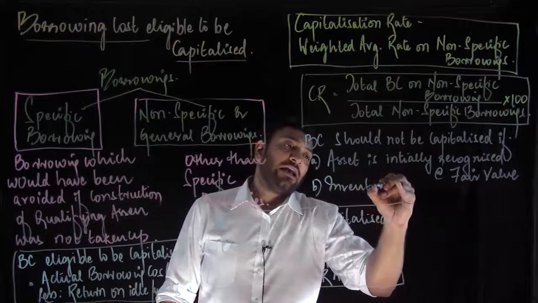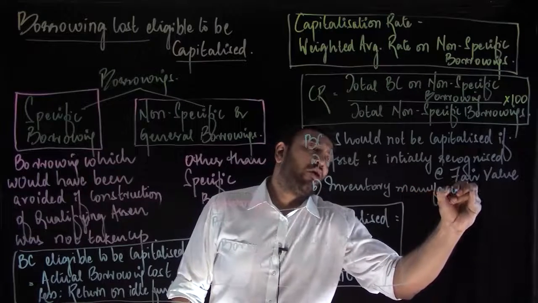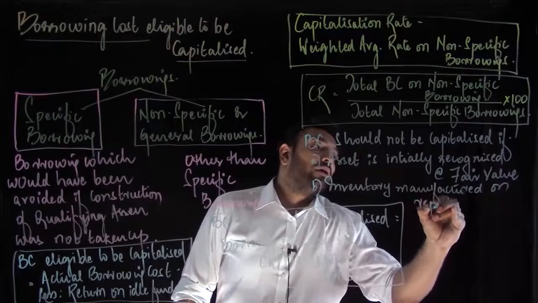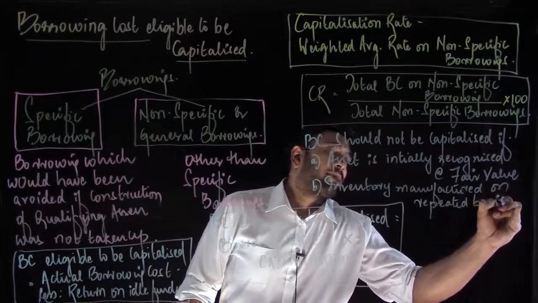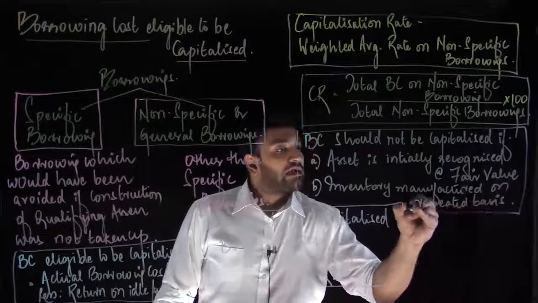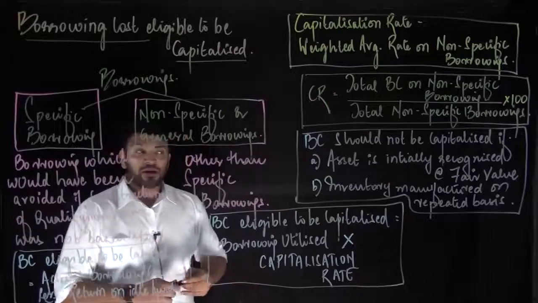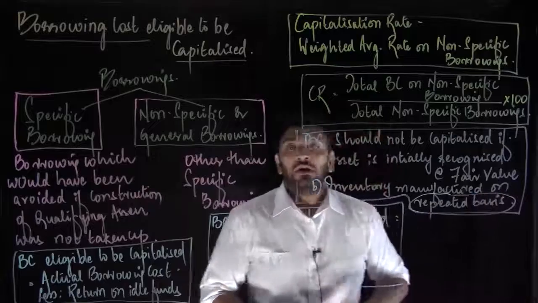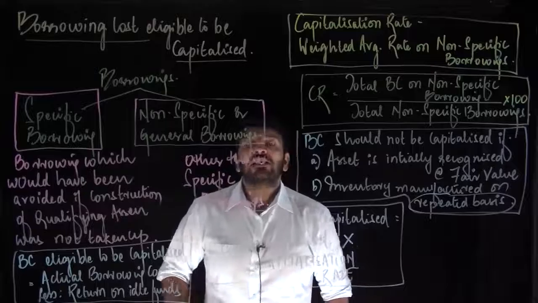Number two, for inventory manufactured on a repeated basis, you cannot apply this standard. I'll tell you why I did not apply the standard there. If the inventory is measured on repeated basis, the words being used here are small quantities, multiple types. So what is happening?